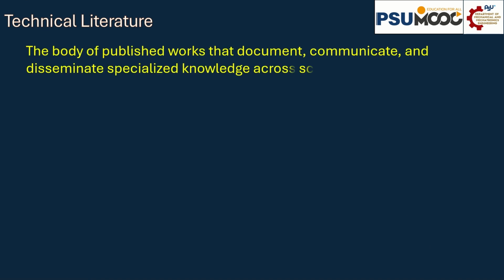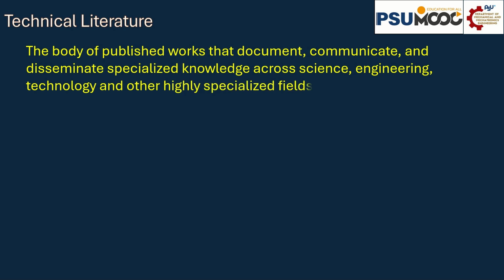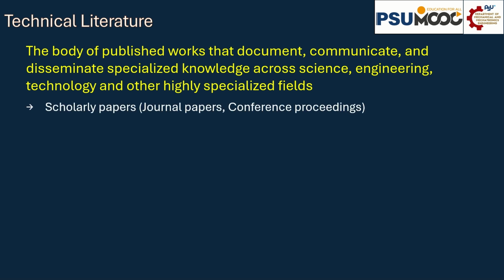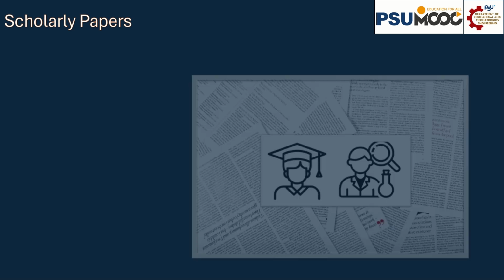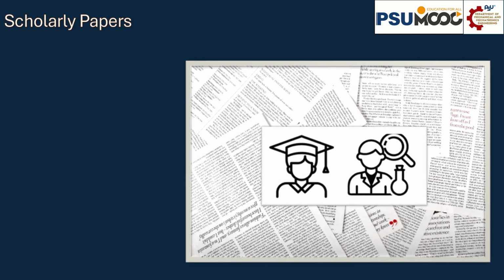Now, what is technical literature? It is the body of written works that document, communicate, and disseminate specialized knowledge across science, engineering, and technology. These include scholarly papers, books, dissertations and theses, patents, and technical standards. As mentioned before, we will start our discussion with scholarly papers.